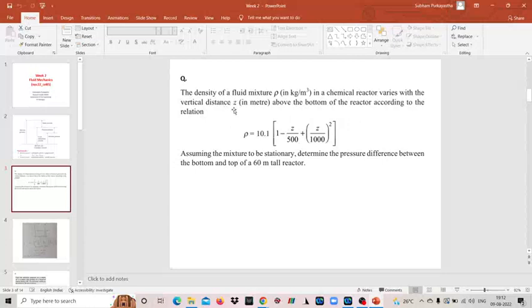Now what is z? Z is the distance of any point from the bottom of the reactor. Z is in meter, rho is in kg per meter cube. And for that 60-meter tall reactor, inside which the mixture is stationary, you have to determine the pressure difference between the bottom and top of the reactor. So please take 2 to 3 minutes and see whether you can solve this problem or not. After 2 to 3 minutes, we will discuss the solution. I hope the problem is clear.